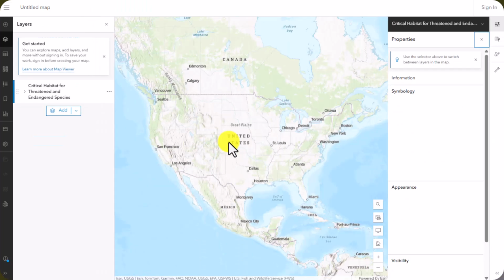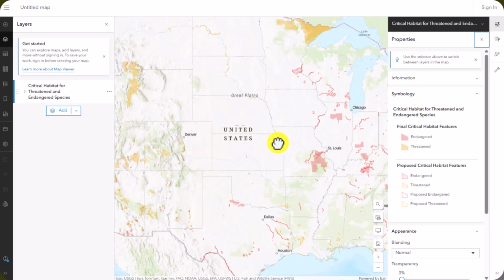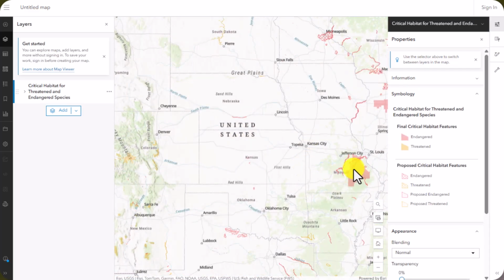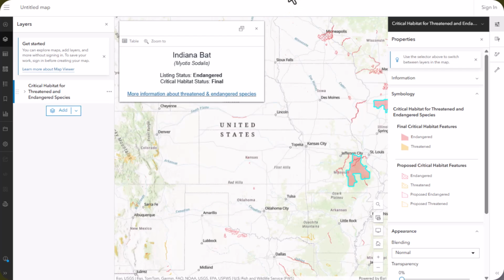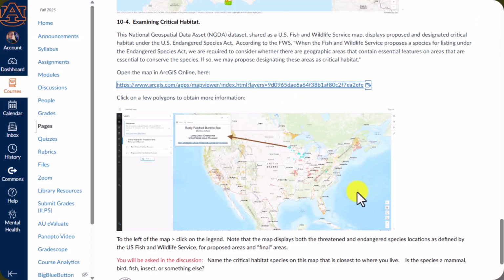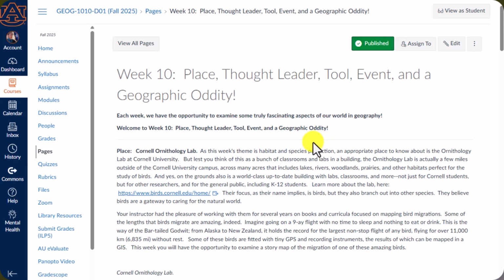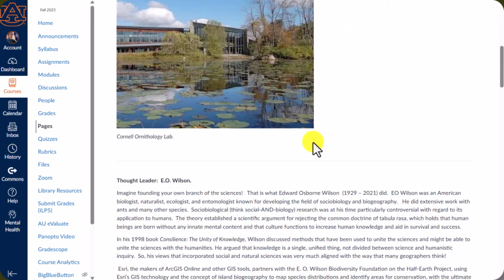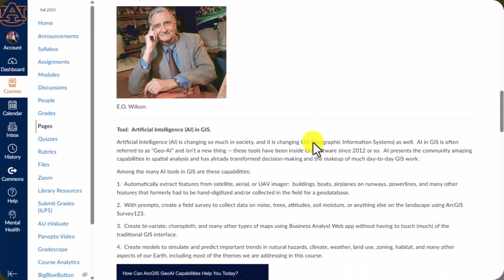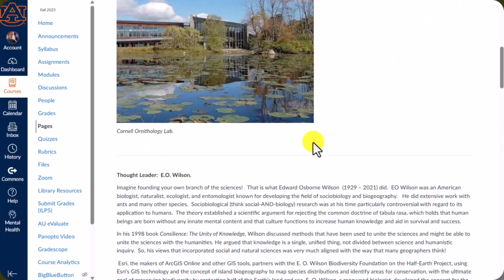And then our place this week is the Cornell Ornithology Lab, a place I've visited several times in my career, and it is a fascinating place. The thought leader this week is going to be E.O. Wilson, founder of Biogeography. The tool is going to be artificial intelligence and GIS. You've heard of AI. You use AI probably. This is how do we use and why do we use AI in a geographic information systems spatial analysis environment.